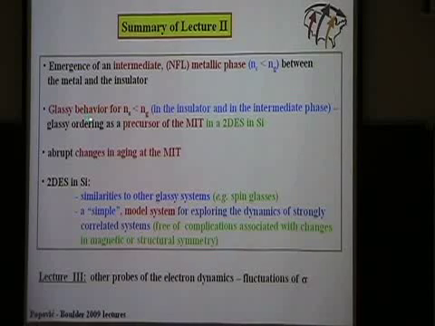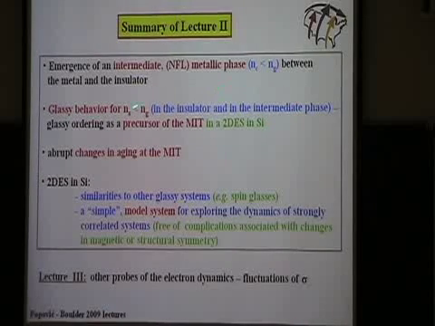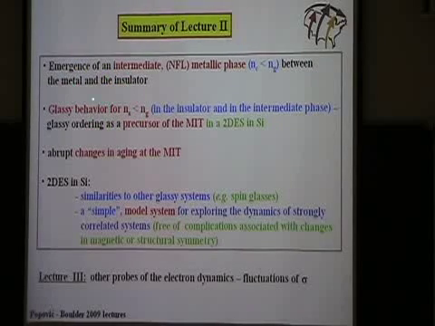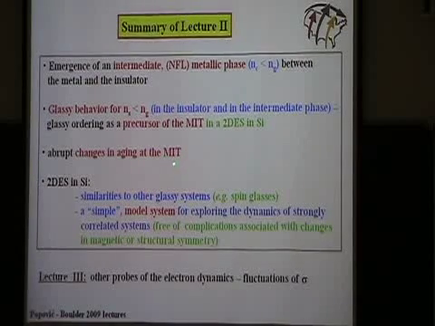And we found evidence for glassy behavior for densities below this Ng. And this glassy ordering appears to be a precursor to the metal-insulator transition, at least for the 2D electron system in silicon. We haven't studied other materials yet. And we found different characteristics of glassy systems, such as aging, which shows abrupt changes at the metal-insulator transition itself.